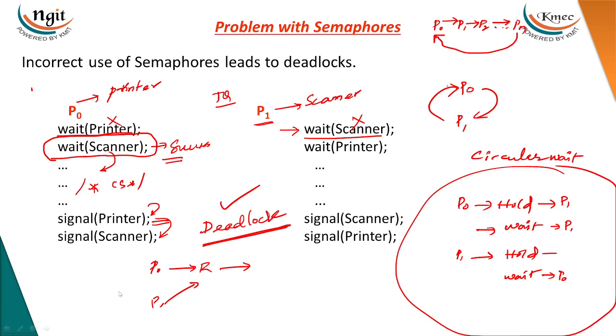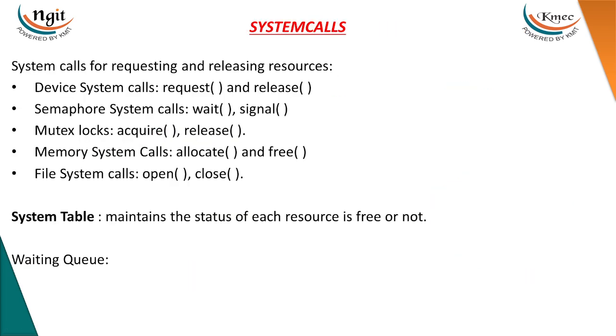So what are the system calls for requesting and releasing? For devices, it is request and release. For semaphores, we have seen wait and signal. For mutex locks, it is acquire and release. For memory, system calls that we will see later, allocate and free. For files, you need open and close system calls. For every resource and all processes, the operating system maintains a table called the system table.